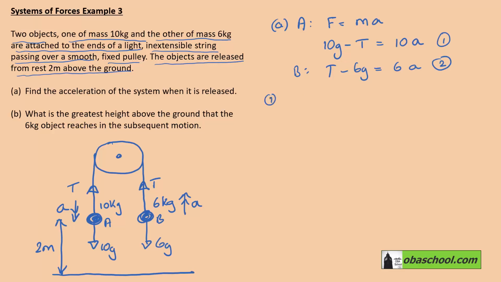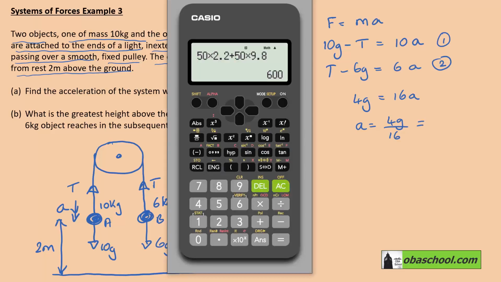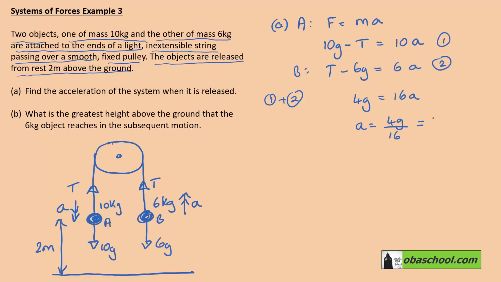And if we add equations 1 and 2, the T's will cancel out. 10g take away 6g is 4g, which is equal to 16a, and therefore a is going to be 4g divided by 16. If we take g equal to 9.8, we've got 4 times 9.8 divided by 16, which gives us 2.45 meters per second squared.